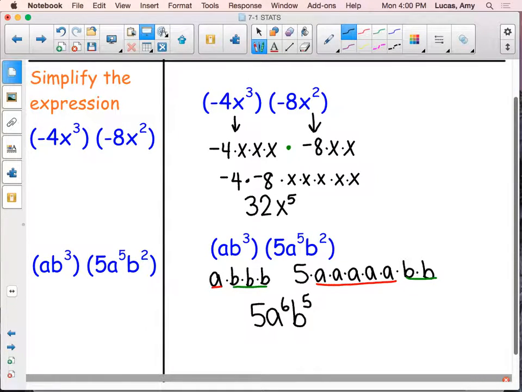b to the 5th. Remember the shortcut we said: you can multiply together your coefficients, and you can add together those exponents, as long as the base is the same. So multiply coefficients. This one would have a 1, so 5 times 1 is just 5. Write in your 1 on the a. You could add the exponents on the a's. You could add the exponents on the b's to get your answer. So that's using the product of powers.